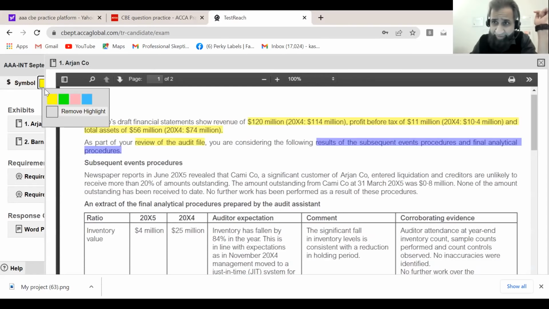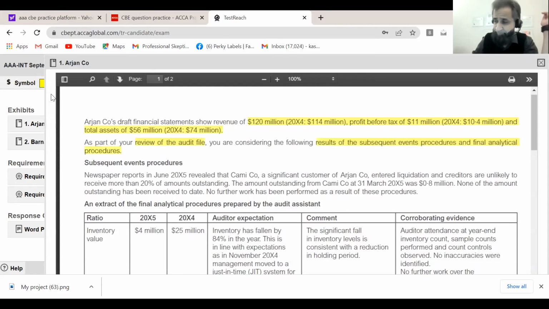So whose result is this? The management results or the auditor results? The auditor results. But will there be any inconsistency in the evidence obtained against the result? Yes, we need to comment on that. The results are fine because they are obtained by the auditor, but has the auditor gathered the right evidence against the result?